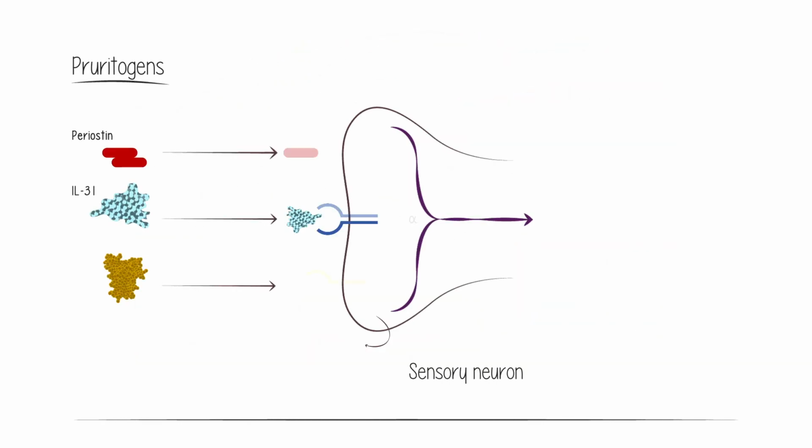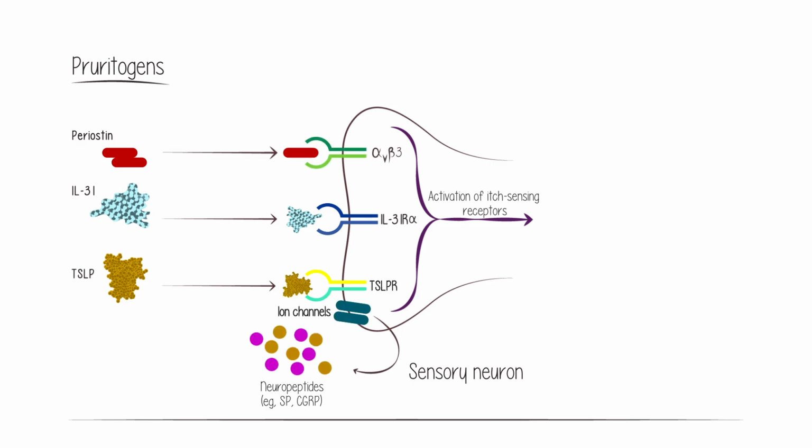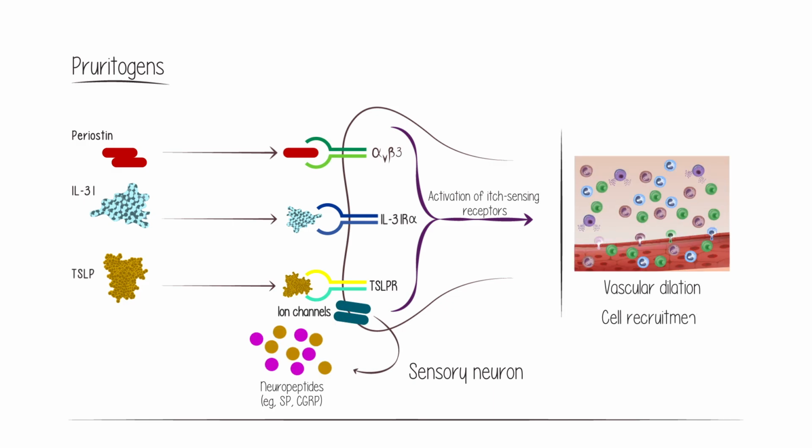Pruritogens may also promote the release of neuropeptides like substance P and CGRP, which contribute to vascular dilation and the subsequent recruitment of additional immune cells and their inflammatory mediators to the skin.